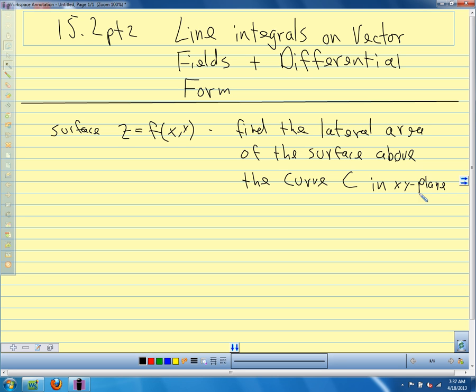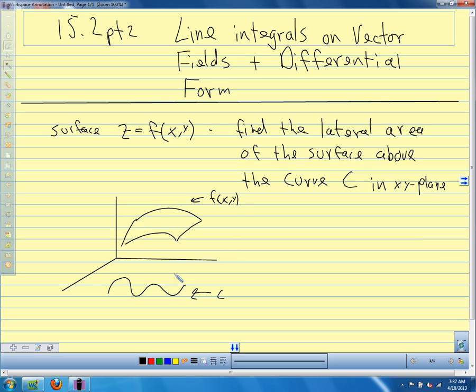So first off, what is lateral? When we're talking about the lateral area, what does lateral mean? Lateral means the side. So we want the area of the side of this surface. How do we find that? Let me draw a quick picture. We have some curve in the xy plane. That's C. And we have some surface above the xy plane. That's Z equals f of x, y.